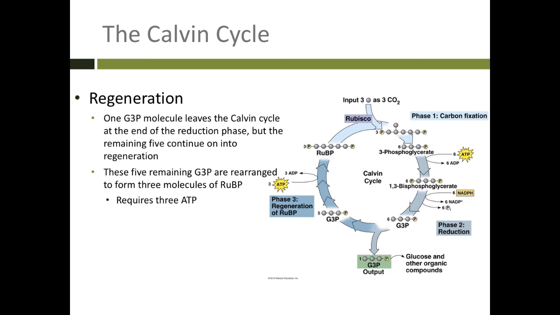This is the regeneration phase. It takes an additional 3 ATP to do this. For the net production of 1 G3P sugar molecule, it requires 3 CO2, 9 ATP, and 6 NADPH.